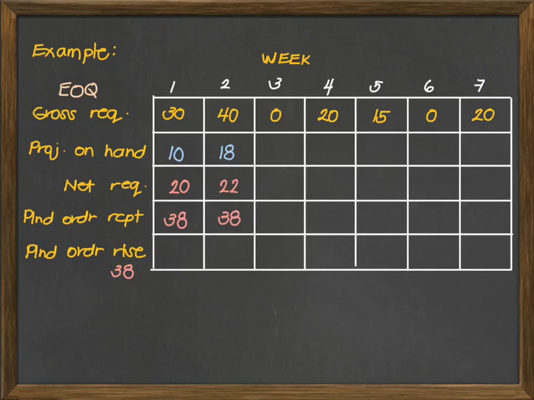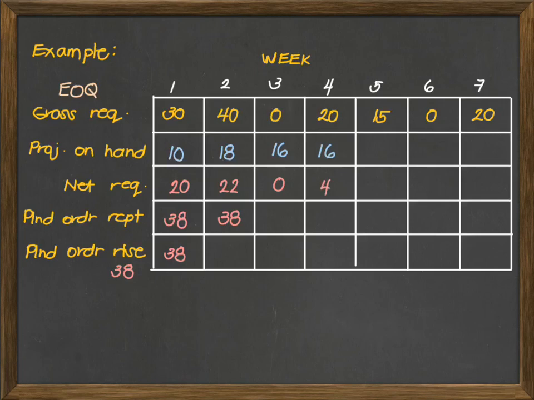So, we will be ordering again 38 units on week 2, which should be released a week prior to that, which is in week 1. Since our order is larger than the net requirement, any excess will be projected on hand onto the next period. So, 38 minus 22 is 16. It cannot be used on week 3 because we have no gross requirement, so the 16 units will be carried over onto the next period.